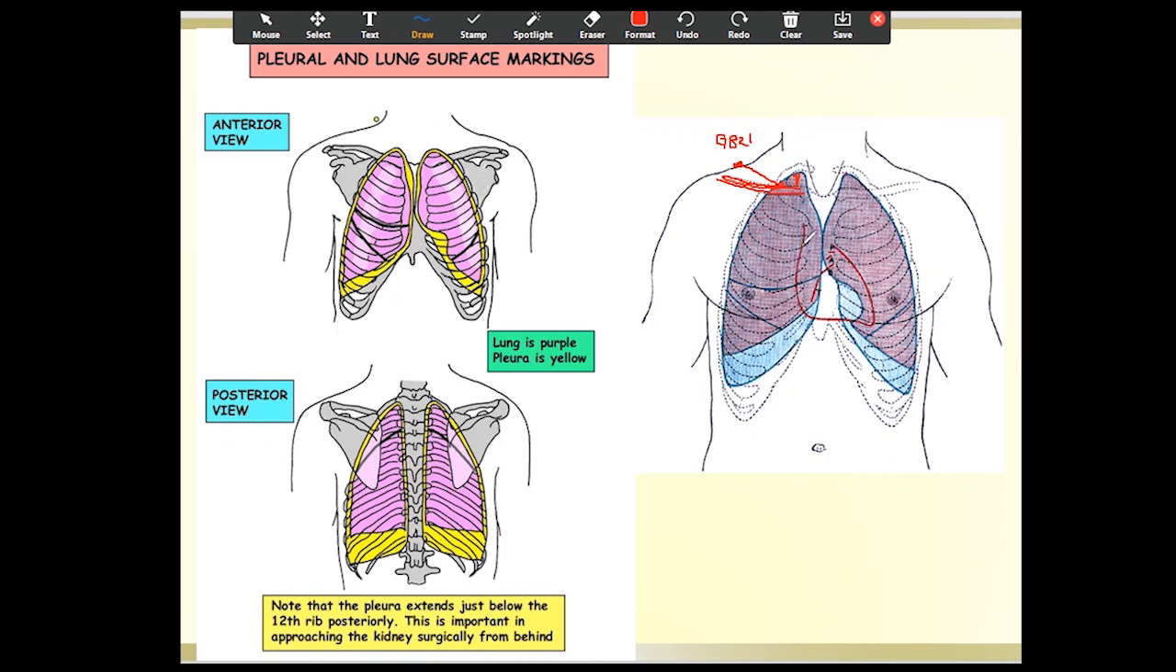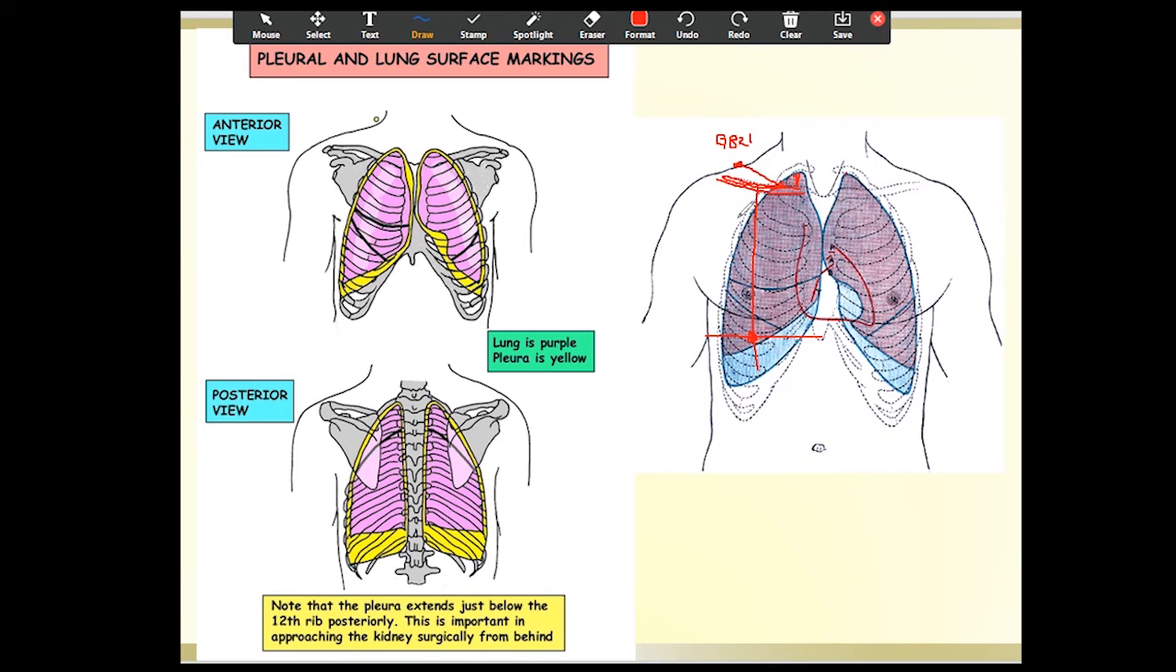And the lower border, we calculate the rib here. 1, 2, 3, 4, 5, 6. And the middle line of the clavicle bone. So that means here. So that's the upper border and the lower border.